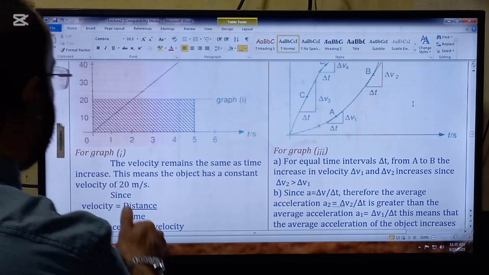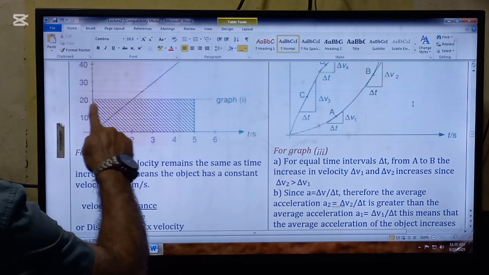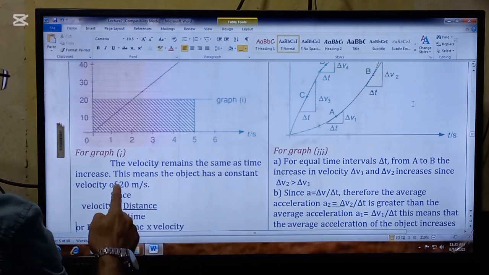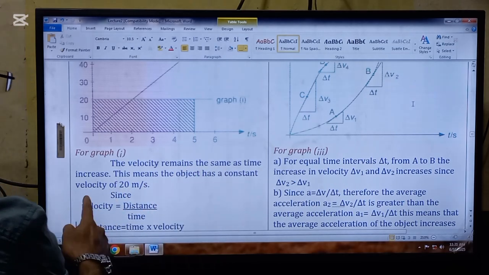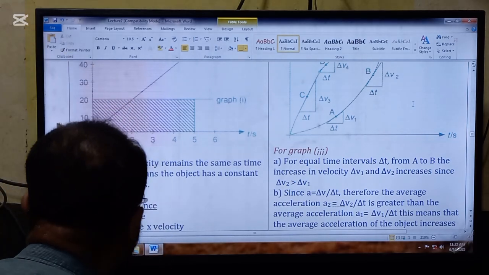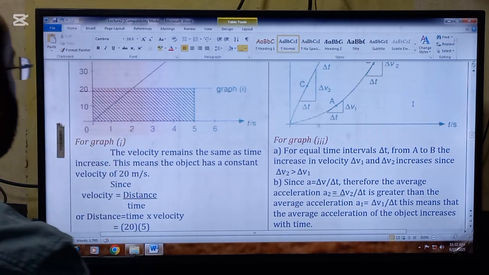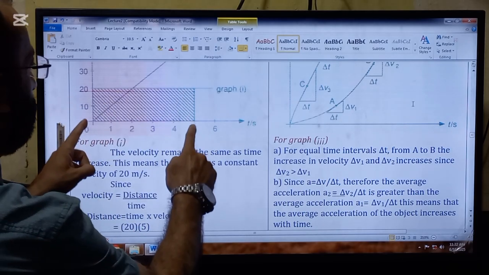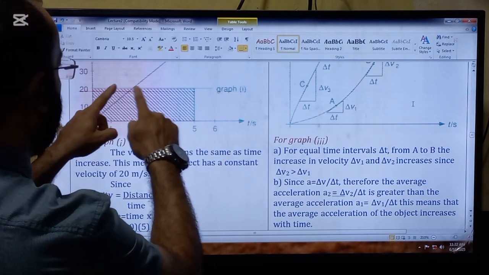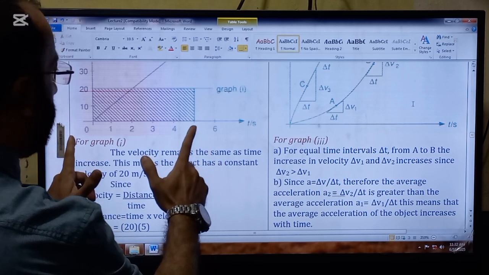So look now, the velocity remains the same, that is 20 meters per second, as time increases. This means the object has a constant velocity of 20 meters per second. Since velocity is equal to distance over time, or distance is equal to time multiplied by velocity, we are going to find the distance in the first 5 seconds. So the figure is like a rectangle.